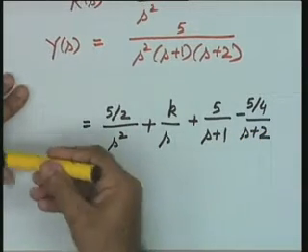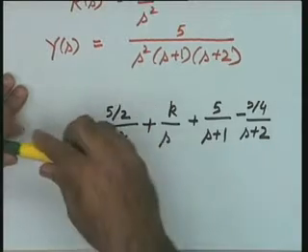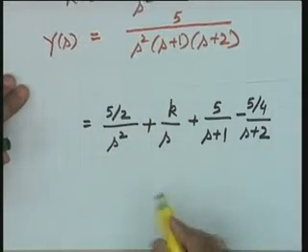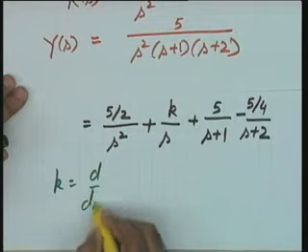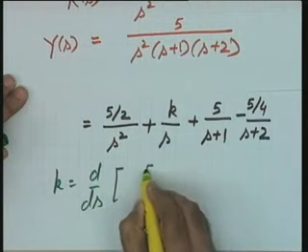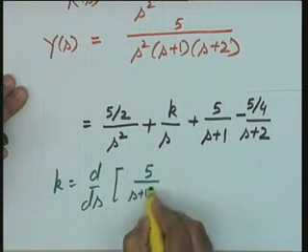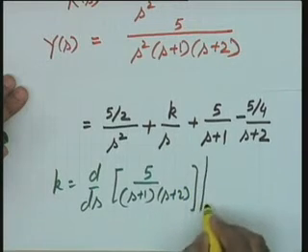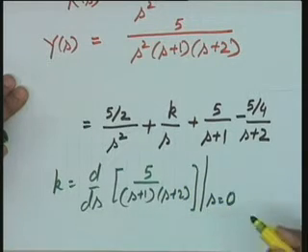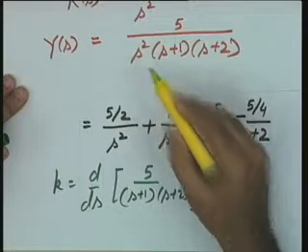Okay? Now, look at this residue k. I hope you will recall this. What is k? K will be equal to d by ds of 5 over (s plus 1)(s plus 2) at s equal to 0. This is because of the repeated pole.